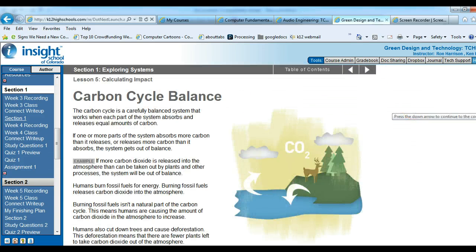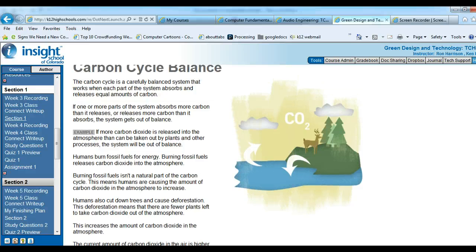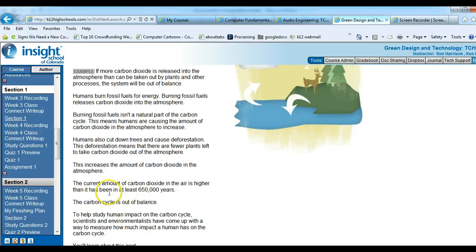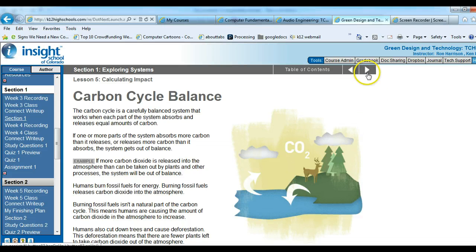Now you know a little bit about those, and you need to be aware that those things need to be in balance. So think about this: burning fossil fuels is not a part of the natural carbon cycle. As we do that, we're adding something to that natural cycle that could put it out of equilibrium, or make it where it's not equal. Increasing carbon dioxide: the current amount of carbon dioxide in the air is higher than it has been in 650,000 years, scientists think. And a lot of that is because of what man does.